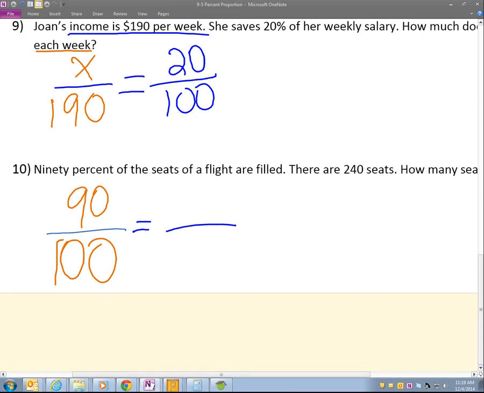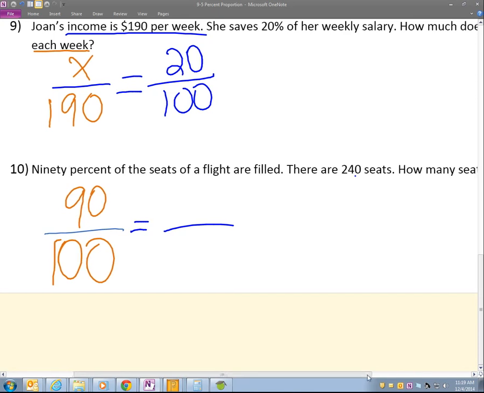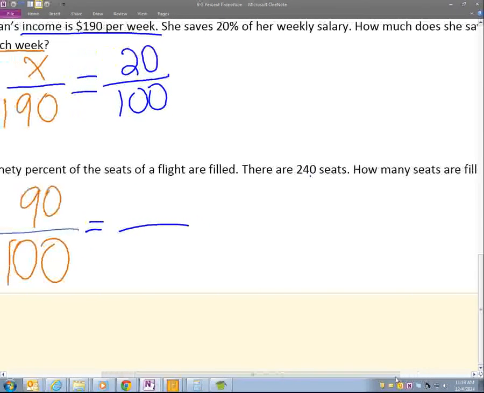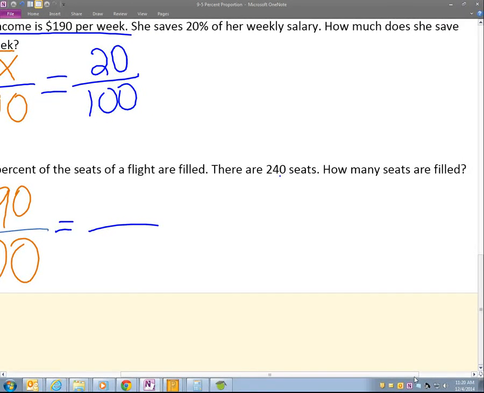Of the seats in the flight are filled. Okay? So we have seats that are taken, seats that are not taken. When I go into the next sentence, that's what I'm thinking of. There are 240 seats. How many seats are filled? Okay, 240. Is that the part or the whole? That is the whole. Exactly. There are a total of 240 seats available.